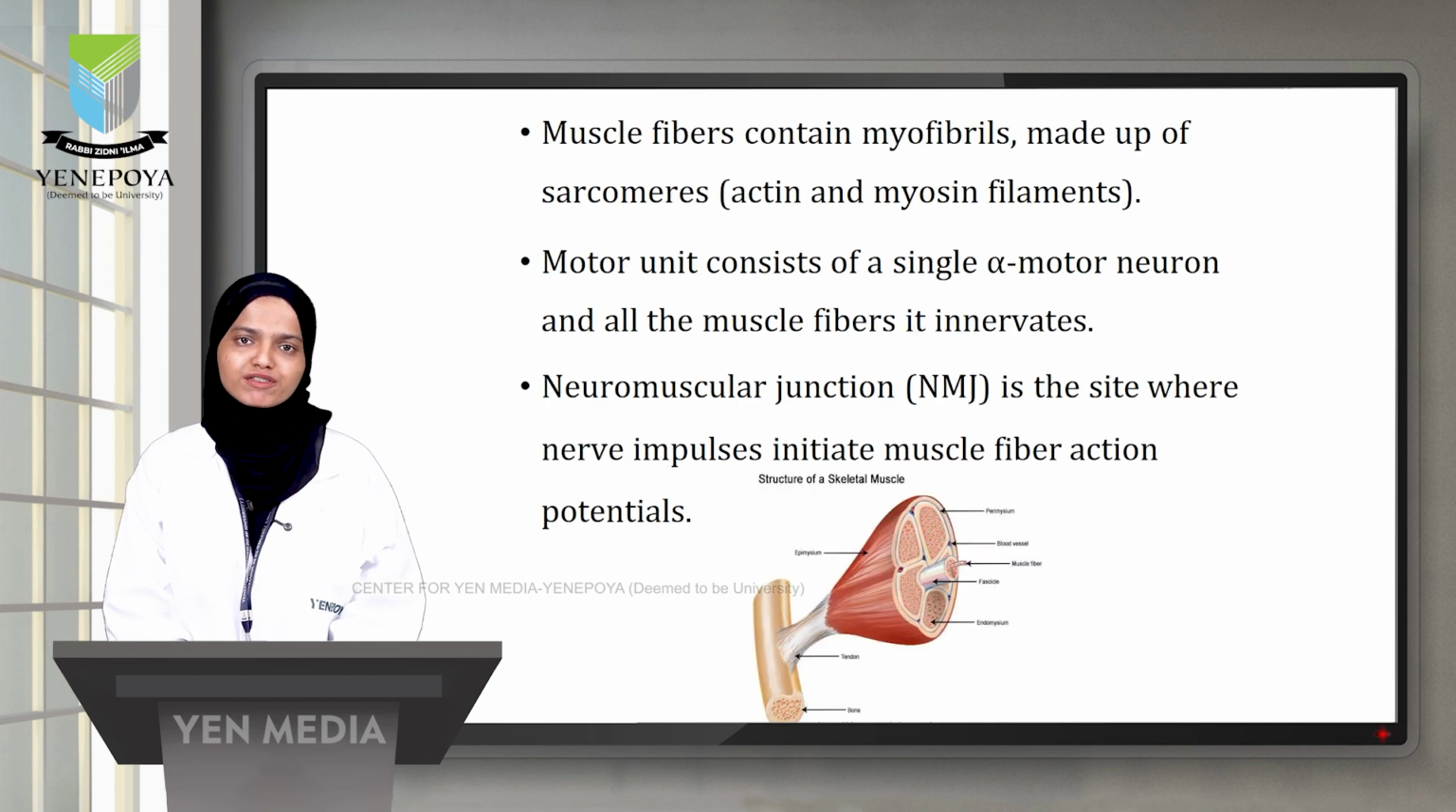Muscle fibers contain myofibrils. These are the unit of muscle fibers. They also contain sarcomeres, which have thick and thin filaments known as myosin and actin. When the actin and myosin slide over each other, the sarcomere shortens and there is muscle contraction. A motor unit consists of a single alpha motor neuron and all the muscle fibers it innervates. The neuromuscular junction is the site where nerve impulses initiate a muscle fiber action potential.